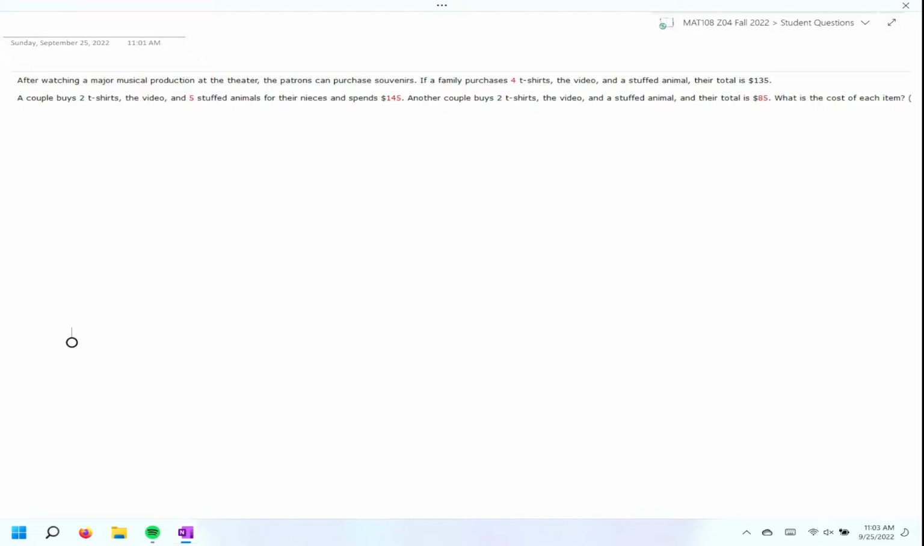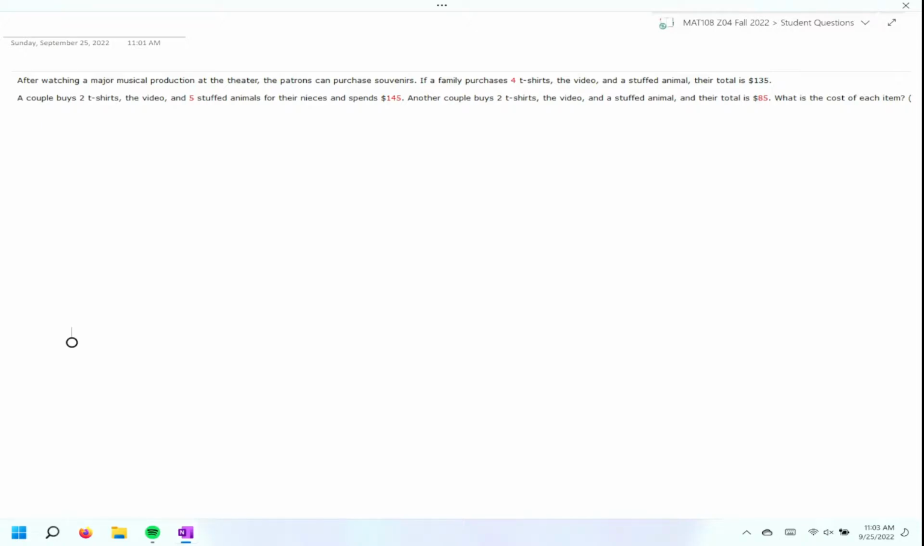After watching a major musical production at a theater, the patrons can purchase souvenirs. If a family purchases four T-shirts, the video, and a stuffed animal, their total is $135. A couple buys two T-shirts, the video, and five stuffed animals for their nieces and spends $145. And then another couple buys two T-shirts, the video, and a stuffed animal, and their total was $85. What is the cost of each item? And then it says simplify your answers completely.